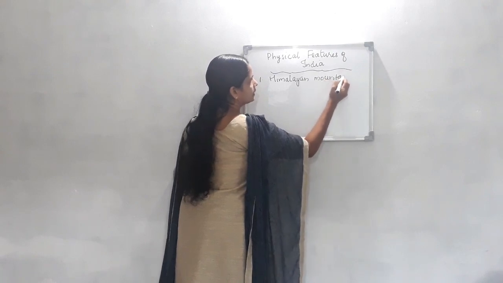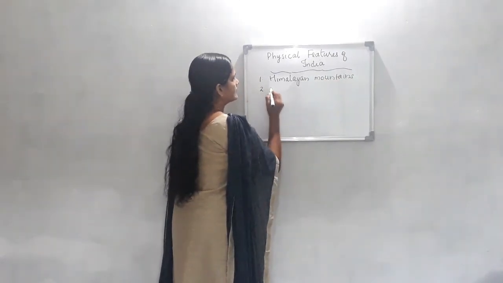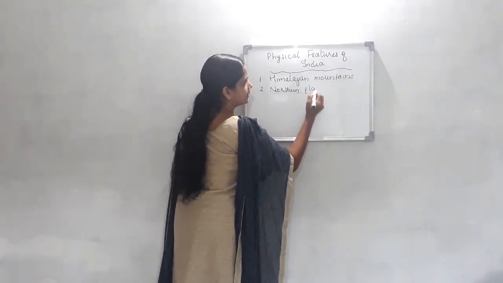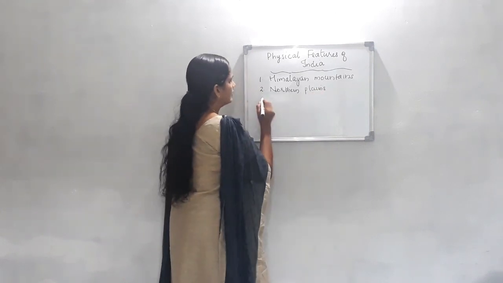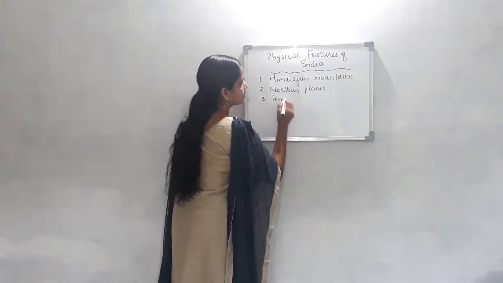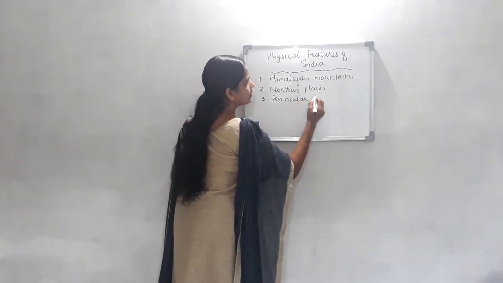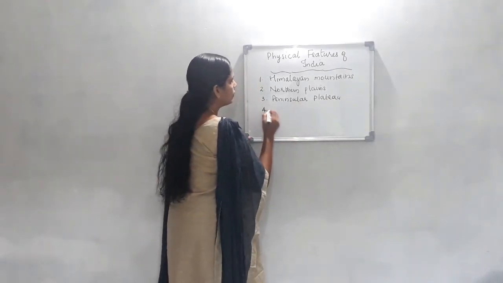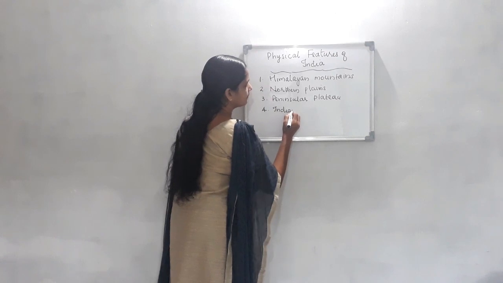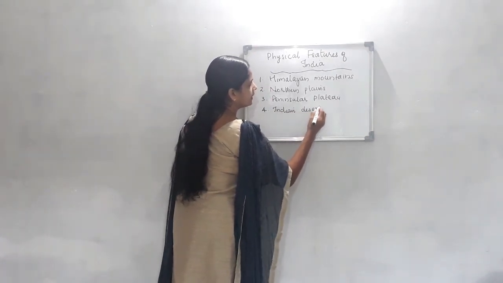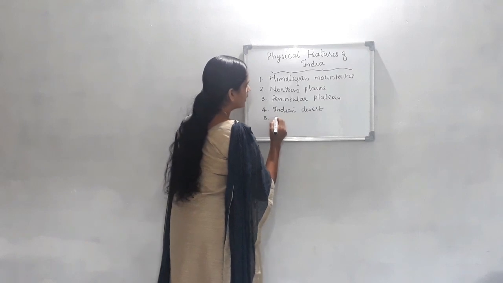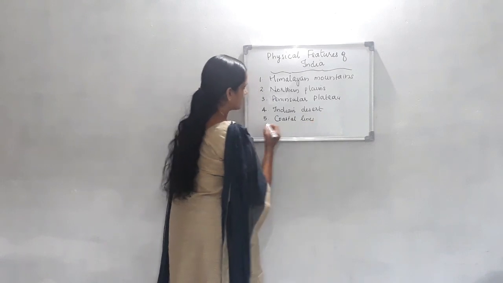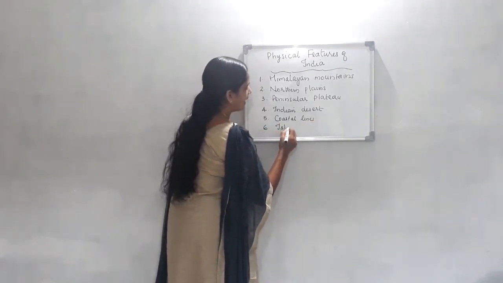The next is the Northern Plains, second. Third, Peninsular Plateau. Fourth, Indian Desert. Fifth, Coastal Lines. And last, the sixth one, islands.